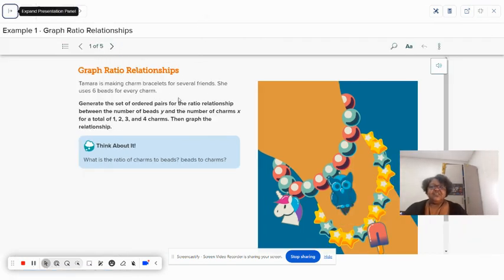So Tamara is making charm bracelets for several friends. She uses 6 beads for every charm. So for every 1 charm, she uses 6 beads. Generate the set of ordered pairs for the ratio relationship between the number of beads, Y, so that's where our 6 is going to be, and the number of charms for a total of 1, 2, 3, and 4 charms, and then graph the relationship.